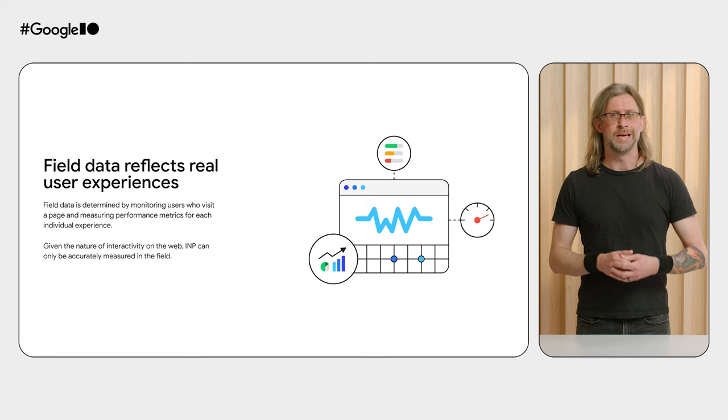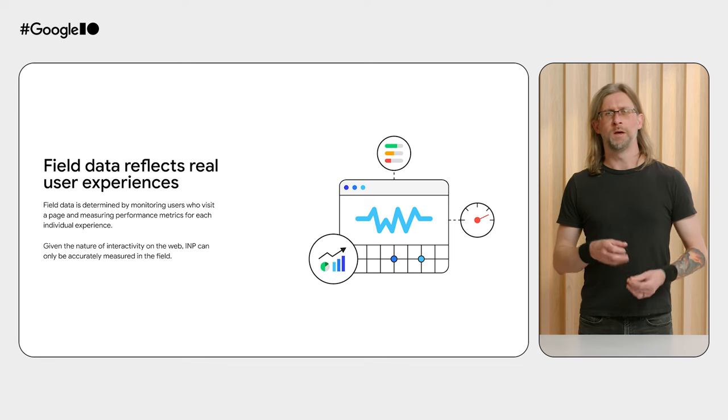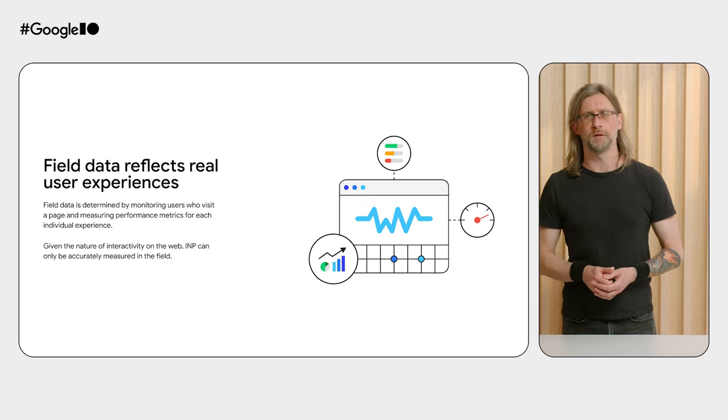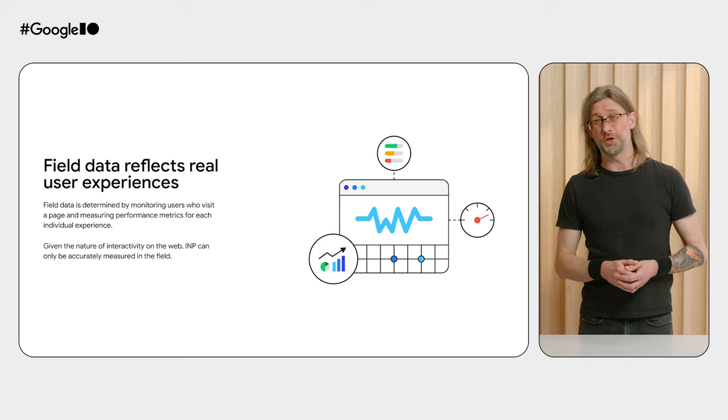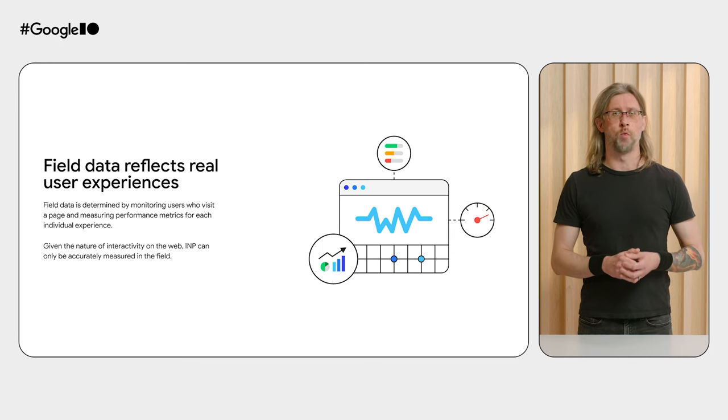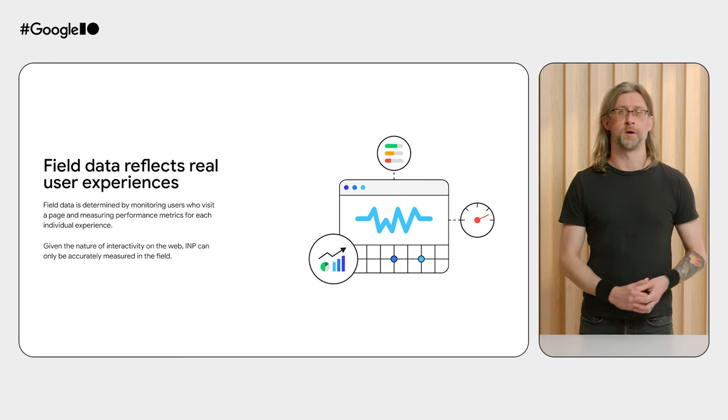While CrUX is a great tool for seeing if you have INP issues, it doesn't really tell you what's causing them. As with any other performance metric, we recommend that you measure INP in the field by collecting this data directly from your users using performance APIs available in JavaScript. This is essential because field data represents a wide variety of real user experiences.